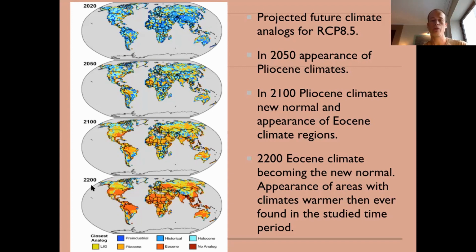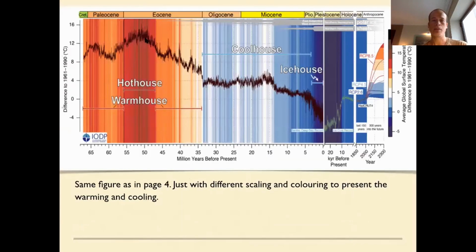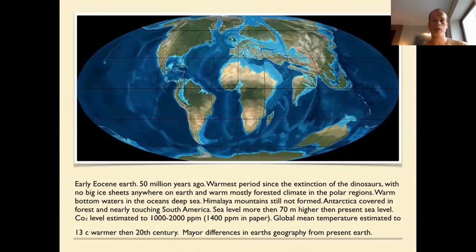If we go 100 years more into the future, like 200 years from now, we see that the Eocene climate analog types are dominating on our planet. So basically, we have a warm Earth. We will get a warm Earth 200 years from now, of climate very similar to the Eocene. So that is a much warmer climate.